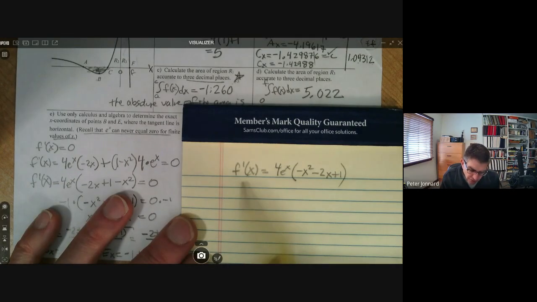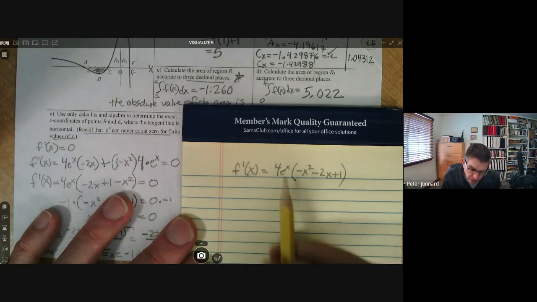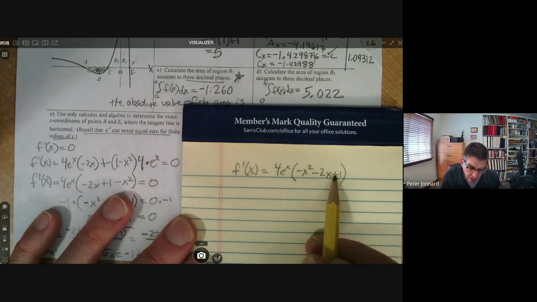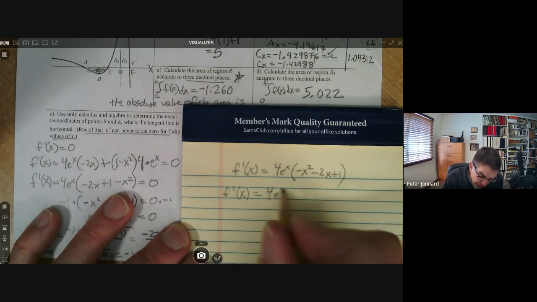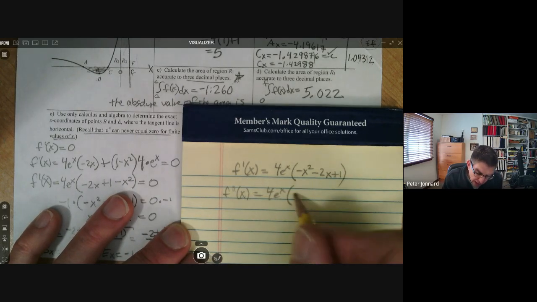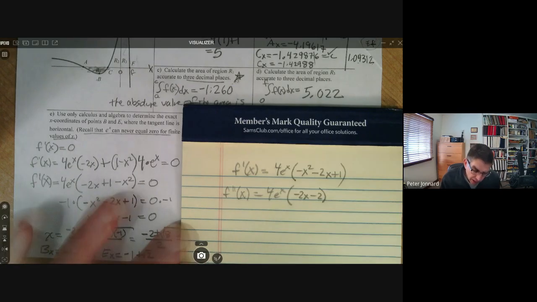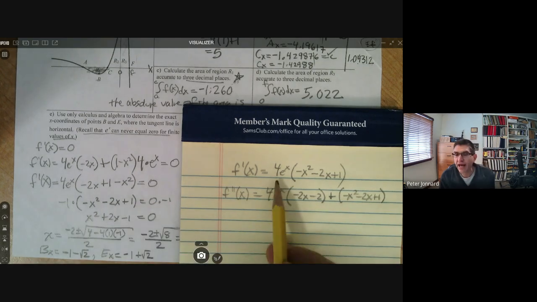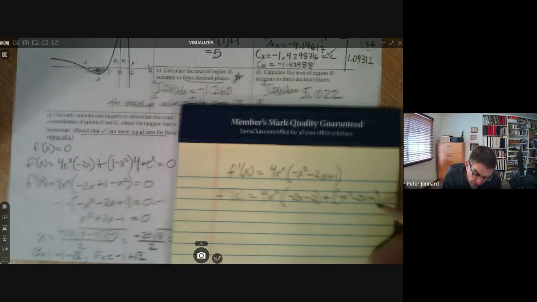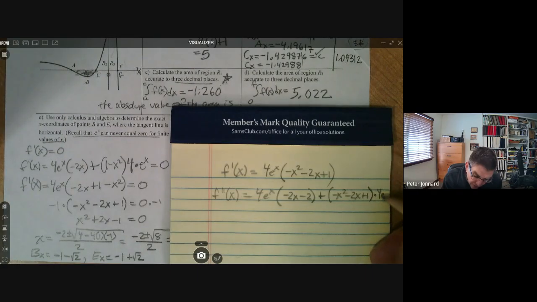And what I'm going to do now is take the derivative. Again, it's the product rule. It's this times the derivative of that, plus that times the derivative of this. So my second derivative is equal to 4e to the x times the derivative of this, negative 2x minus 2, and then plus this, negative x squared minus 2x plus 1 times the derivative of that. But that is just the derivative. That is its own derivative, like so.